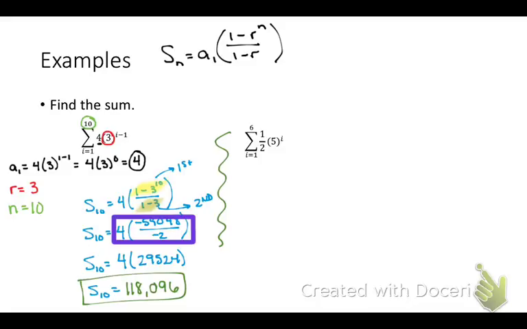So now, second example. Again, I need to know the first term, I need to know what the ratio is, and I need to know how many terms. What are the easiest two parts? Ratio is probably the easiest part, right? Which is 5. What's the second easiest part? Probably n, which is 6.